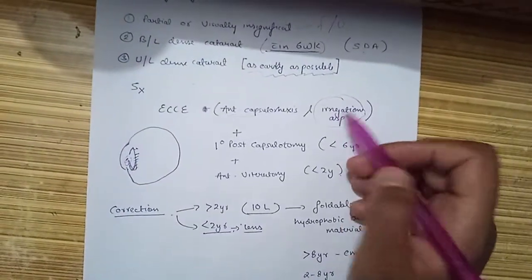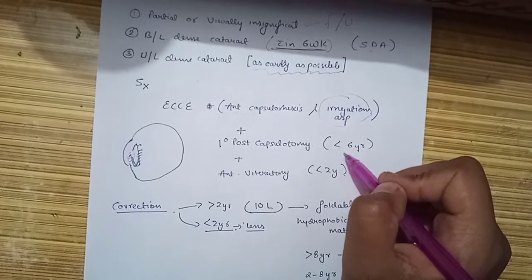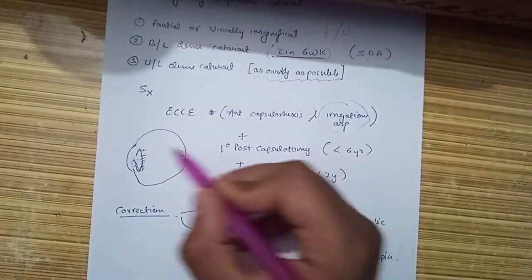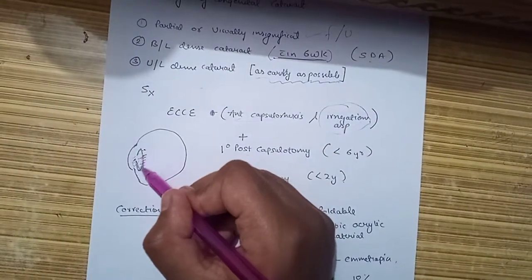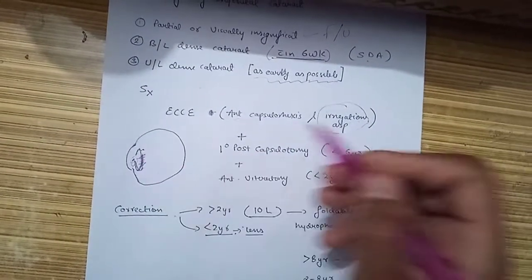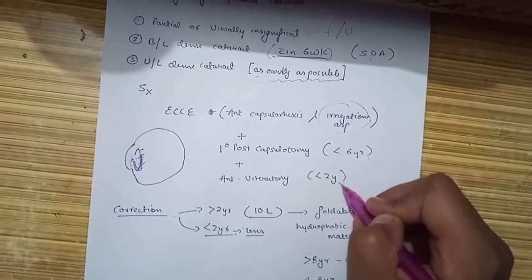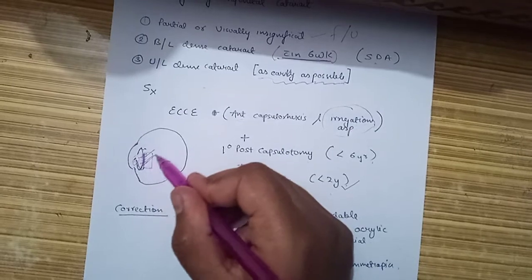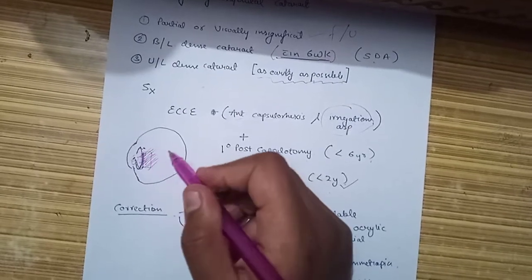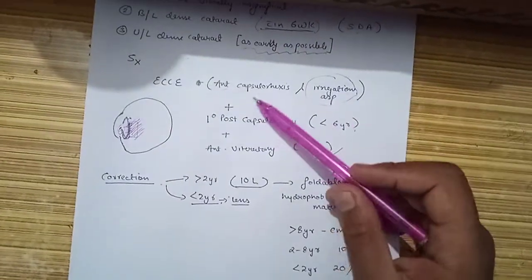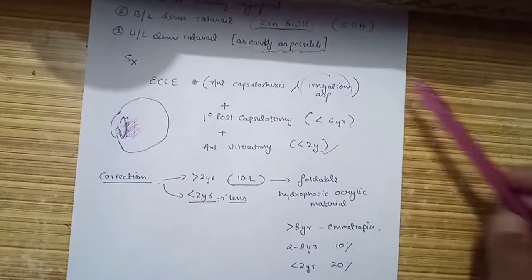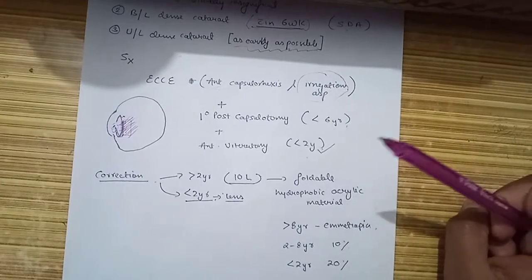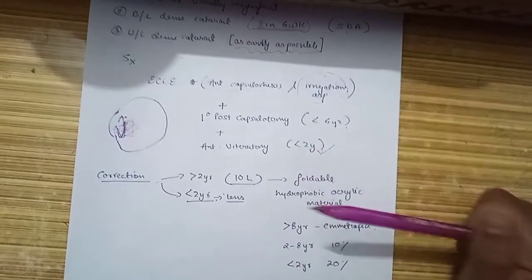So after doing this, if the patient is of less than 6 years, we have to also do the primary posterior capsulotomy, means removing or opening the posterior capsule. And if the baby is less than 2 years, we also remove the part of anterior vitreous, means going for anterior vitrectomy. So this is what the surgery is done in the case of congenital cataract, means ECCE plus primary posterior capsulotomy plus anterior vitrectomy.